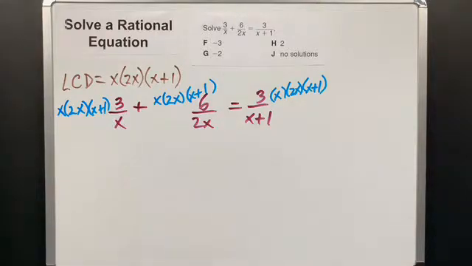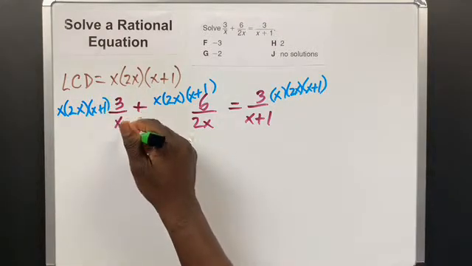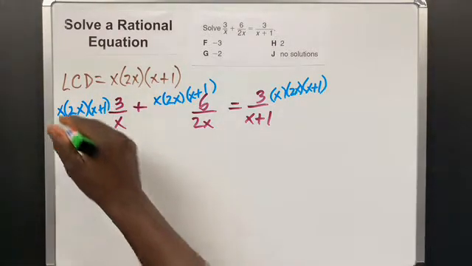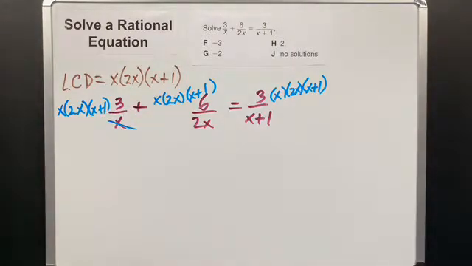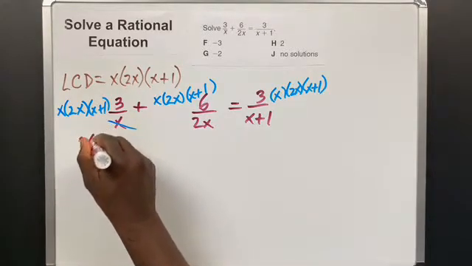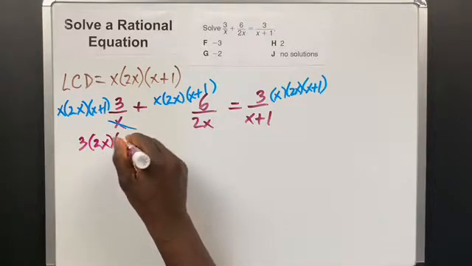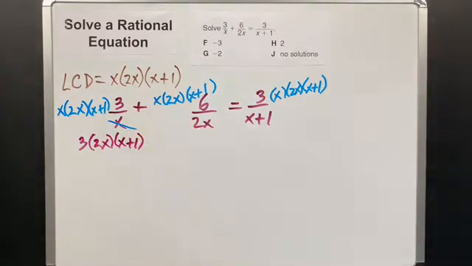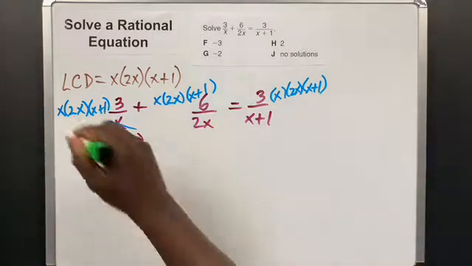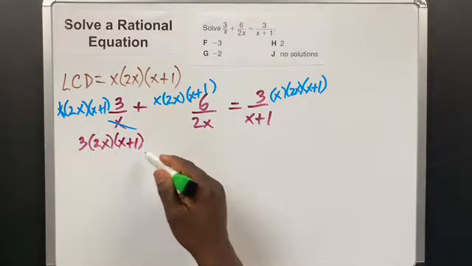So when we multiply this LCD by this first 3 over x, the x's will cross out. See that? And then what we're left with is 3 times 2 times x times x plus 1. These x's cross out because x divided by x is 1, and this is what you're left with.